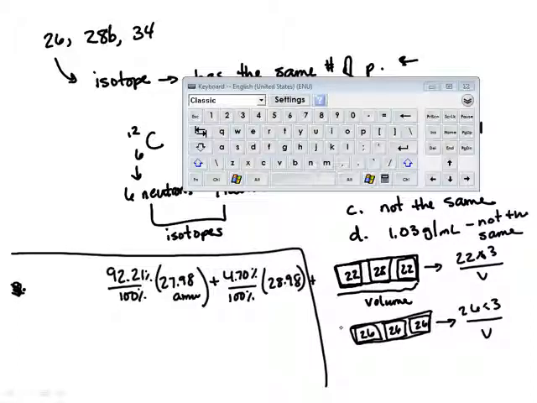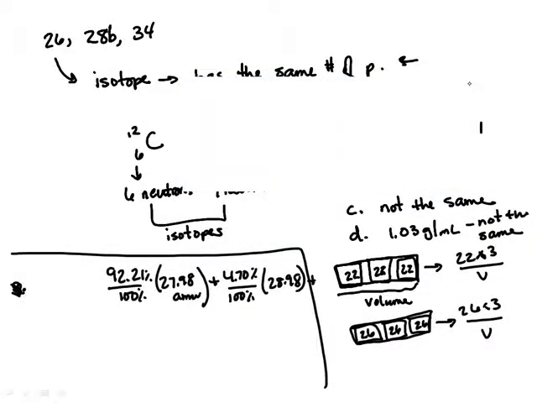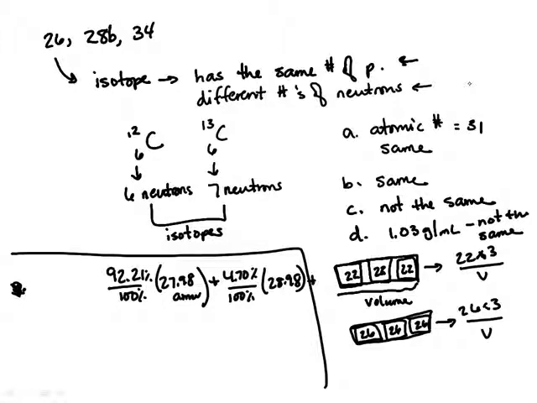Plus, and then I'm just going to come down here because I have no space, 3.09% divided by 100% times my 29.97 AMU. And if I add all of those together, which I'm essentially multiplying my percent abundances by the atomic mass of each isotope, that gives me the average atomic mass.